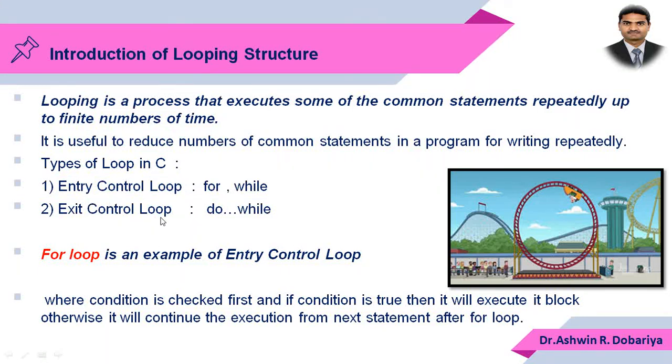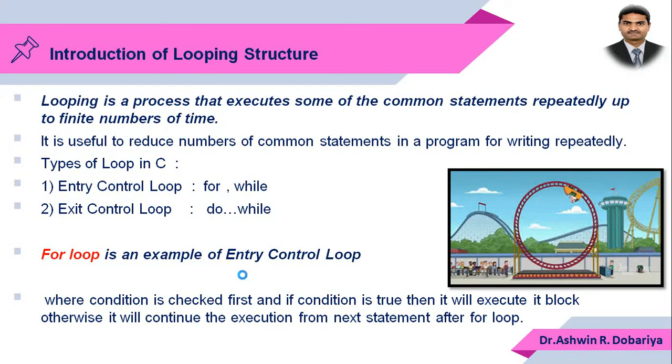But what is an exit control loop? It first executes the block of the loop without checking the condition, and then it checks the condition, and if the condition becomes true, it repeats. So an exit control loop checks the condition after executing its block, and one of the best examples of an exit control loop is the do while loop. In this video we will discuss the for loop in detail. In an upcoming video I will upload the while loop and do while loop separately, and we will also discuss the difference between all these loops.